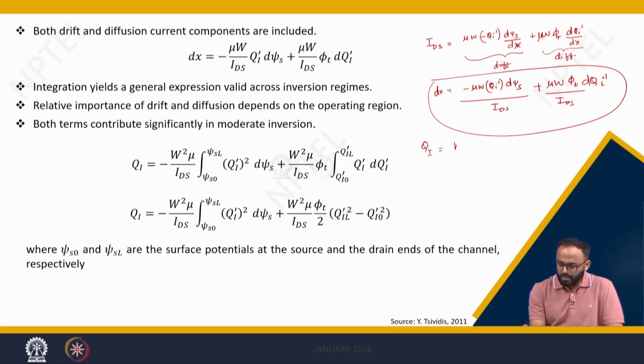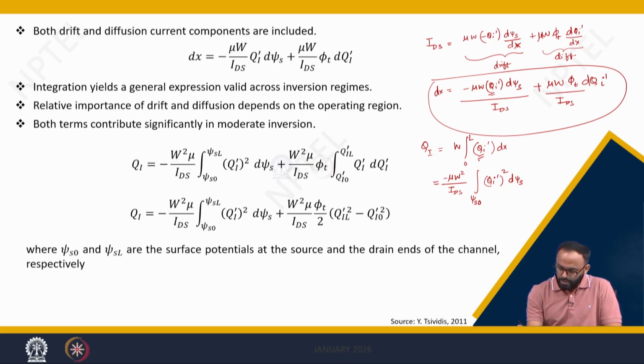Qi is equal to W into integration 0 to L Qi dash into dx. When you put this integration, you will get a term which is having constant mu W square divided by IDS into integration of inversion charge square, because one Qi is here, one Qi is here, and the integration with respect to surface potential. So you need to choose the limit accordingly.